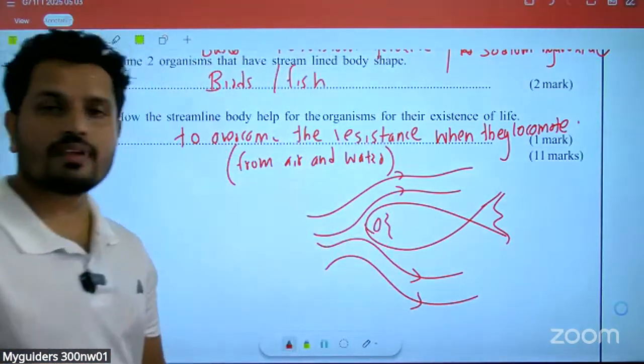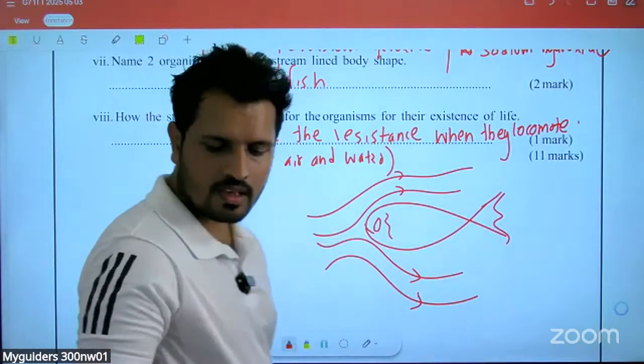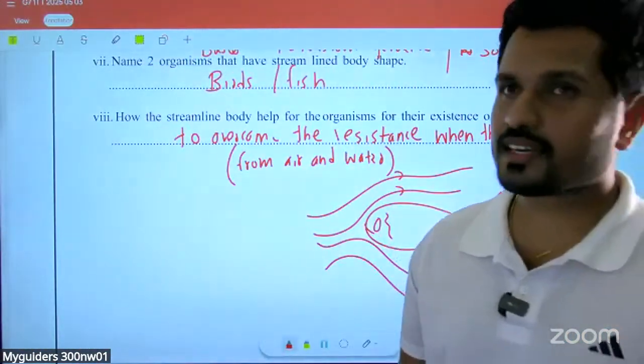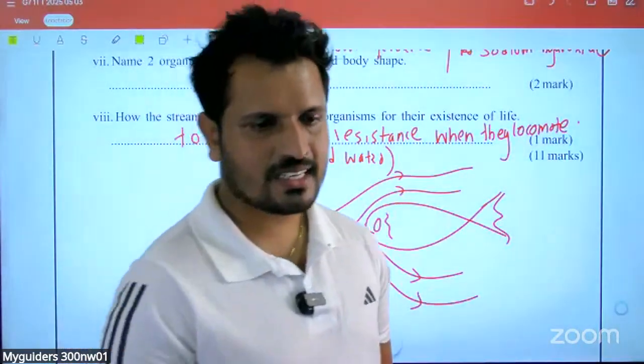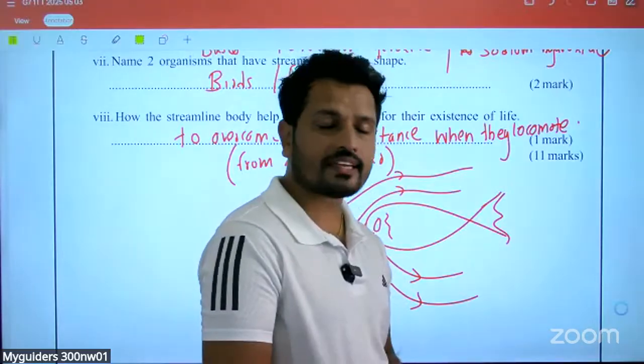This is what you call streamlined body shape, so it can overcome the resistance. Right, okay guys. So 11 marks again. So you can have 11 marks. Right? Got it? Okay, perfect.